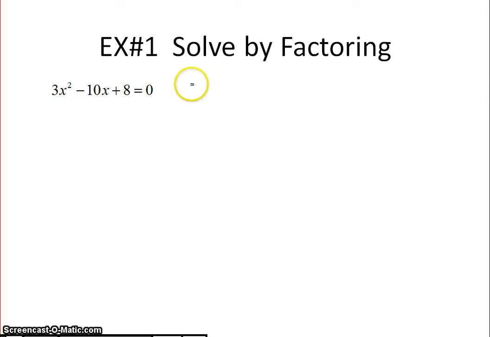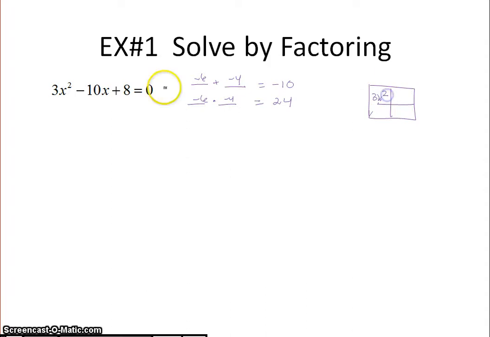So for the box method, we're always going to start off with 2 numbers that add to be that middle number, which is -10, and the same 2 numbers are going to multiply to be the product of your outer 2 numbers, which is 24. We're always going to set it up. So you just think about the numbers that multiply to be 24 and add to be -10, and those numbers are -6 and -4.